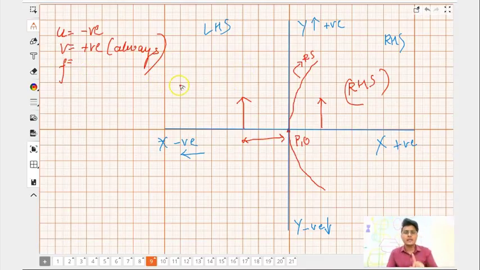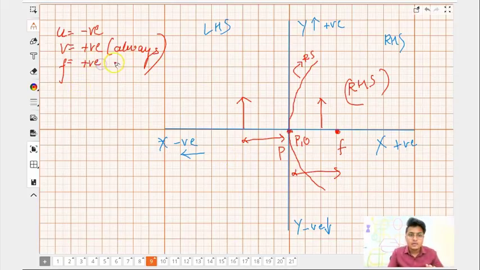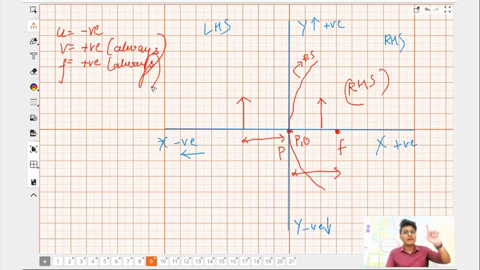You know very clearly the image for a convex mirror is found between the focus and the pole always. Hence, the focus for a convex mirror is on the RHS. Hence, it is positive again always. Now, why is it positive? Why is it not negative, sir? Later, not today. Just remember, focus is always positive for convex mirror.